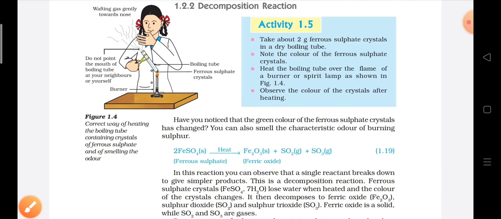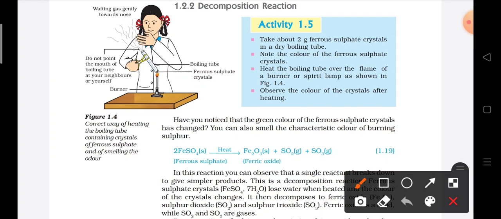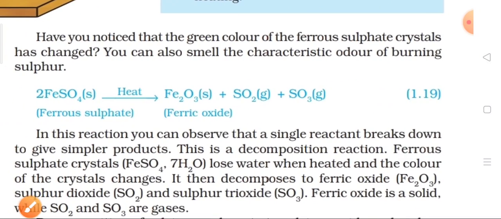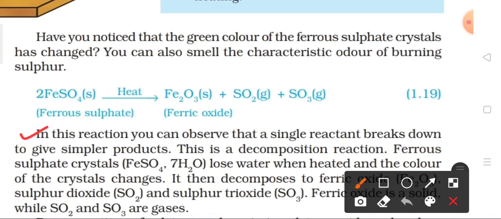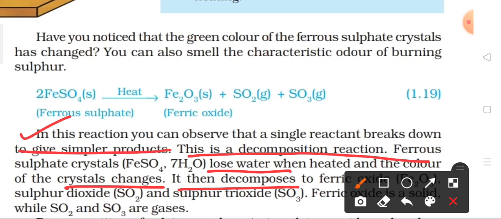Okay, of this sulfur dioxide and sulfur trioxide, the sulfur dioxide will have a smell just like burning sulfur. Now further, in this reaction you can observe that a single reactant breaks down and gives simpler products. This is a decomposition reaction. Ferrous sulfate loses water when heated and the color of the crystal changes. It is then decomposed into ferric oxide, sulfur dioxide, and sulfur trioxide.